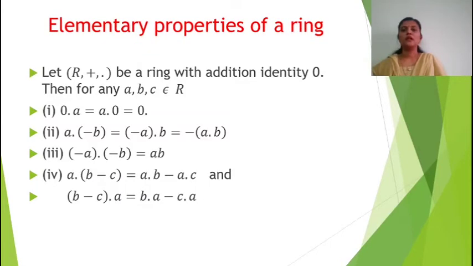Now we have the elementary properties of a ring. Let (R, +, ·) be a ring with additive identity 0. Then for any a, b, c in R: first, 0·a = a·0 = 0. Second, a·(-b) = (-a)·b = -(a·b). Third, (-a)·(-b) = ab. Fourth, a·(b - c) = a·b - a·c, and (b - c)·a = b·a - c·a.